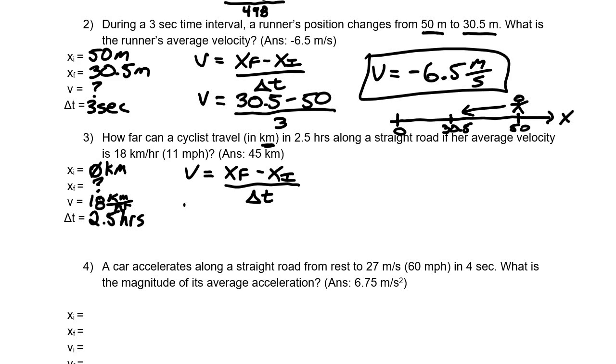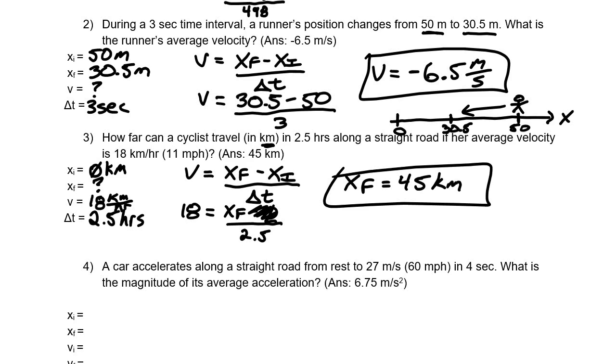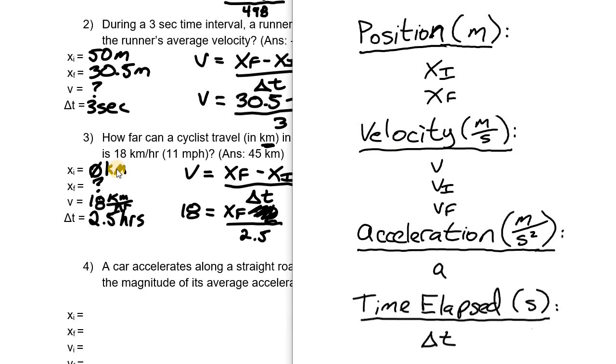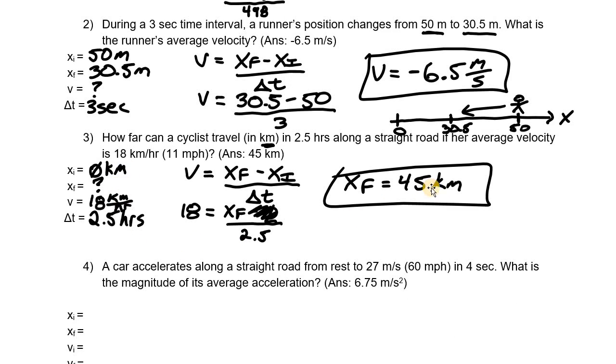And what do we have here? We have our 18, that's our average velocity. Our final position, that's what we're trying to find. Our initial position, which is 0, divided by 2.5. The subtraction of 0 doesn't provide any sort of value. Being that we have a division by 2.5, what do we do? We multiply both sides of the equation by 2.5, and we get our final position of 45 kilometers. And that's the final answer for that one. Usually our position is typically in meters, but being that we were consistent with our kilometers, our final answer will be in kilometers.